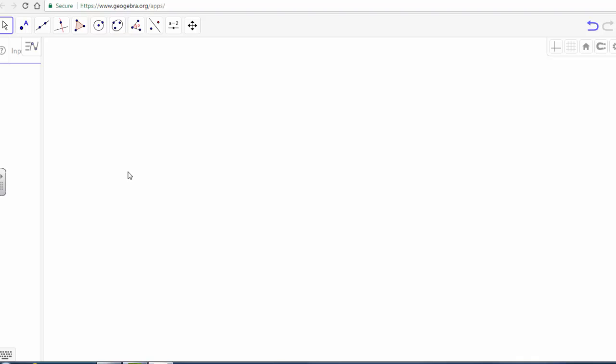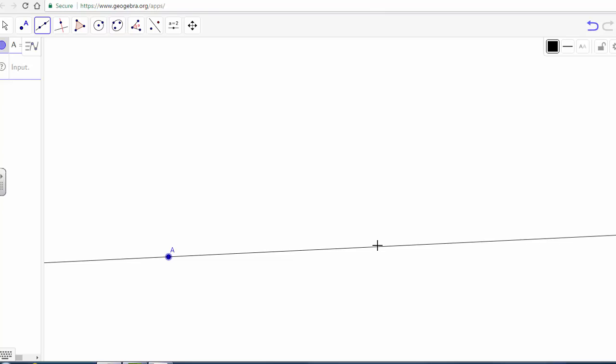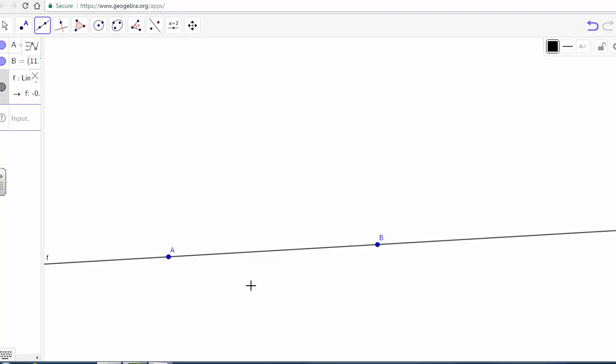Next, we're going to construct a rectangle that's twice as wide as it is tall. So the first thing we're going to do is put down a line, and this is going to serve as the base of the rectangle. Now, one of the cornerstones of a rectangle is the fact that it has right angles. So we've got to draw a line that's perpendicular to AB.